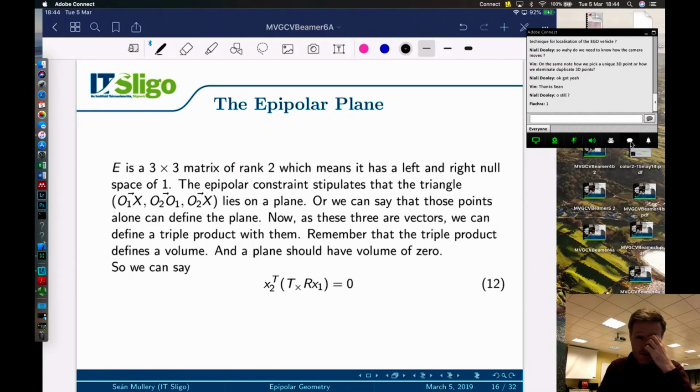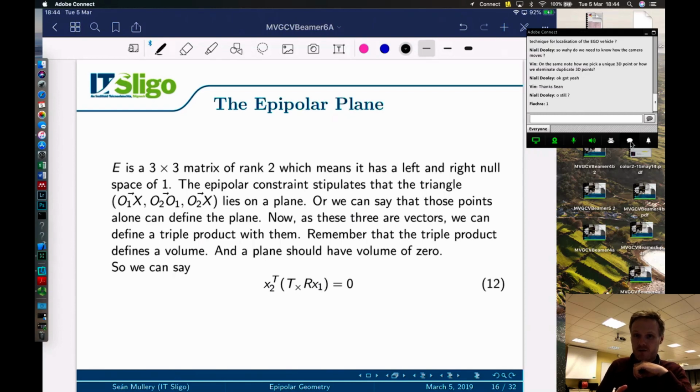The epipolar constraint stipulates that the triangle, which goes from the origin of the first camera to the 3D coordinate, the origin of the second camera to the origin of the first camera, and the origin of the second camera to the 3D coordinate, lies on a plane. This is what the epipolar constraint is actually saying to us, and this is where our rank of 2 comes in. It's the fact that that is a plane by virtue of this. Or we could say that those points alone can define the plane.